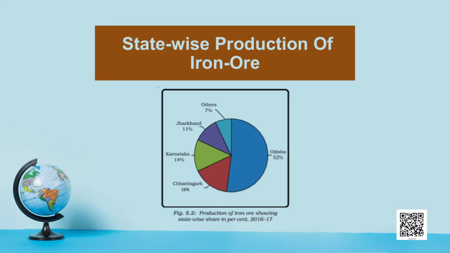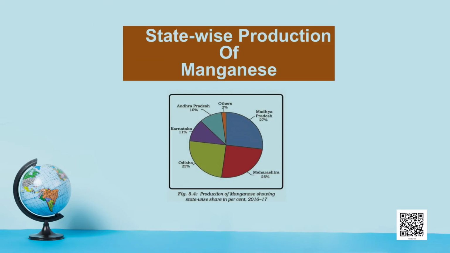More than half of the production of iron ore in India comes from Odisha, while Chhattisgarh and Karnataka contribute approximately 15% each. Jharkhand contributes 1/10 to the total annual production in India. The remaining states produce less than 10% of the production. Similarly, for manganese ore, Odisha, Maharashtra and Madhya Pradesh contribute almost 25% each to the total, while Karnataka and Andhra Pradesh contribute approximately 10% each, and the remaining states contribute less than 5%.